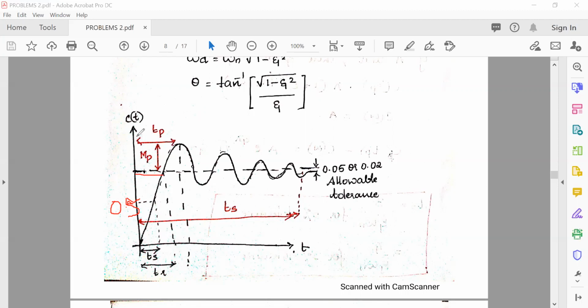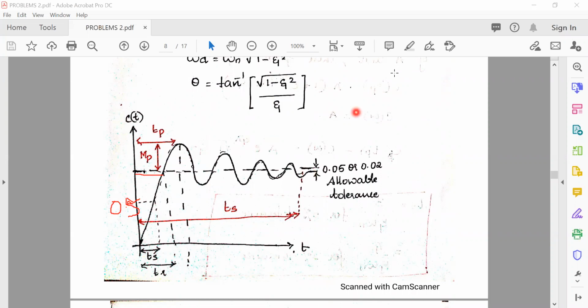Then this value here is called the peak time. That is the time taken for the system to reach the first peak. And this is the peak magnitude, MP. What is the maximum overshoot? The first overshoot value is the maximum overshoot. And this is the settling time, till the output reaches within the allowable tolerance of 2 to 5%.